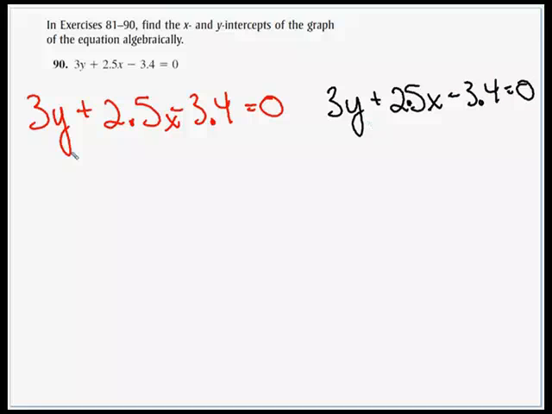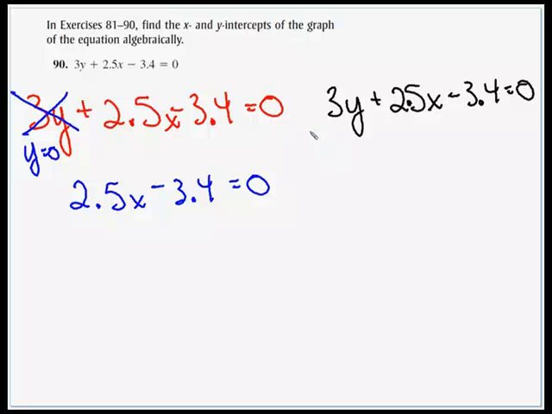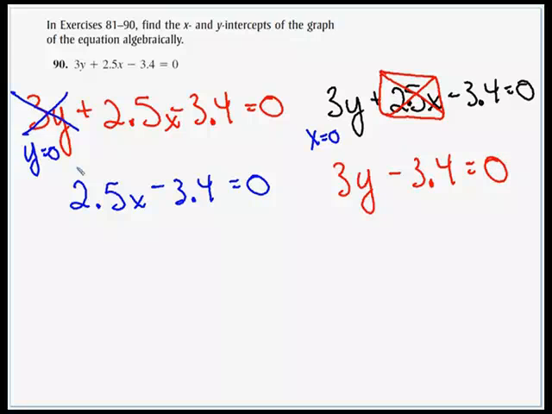So now I'm going to let each variable have a turn being equal to 0. So if I let y equal 0, that wipes out this term, and I'm just left with 2.5x minus 3.4 is equal to 0. And here I'll let x have its turn being equal to 0. If I do that, 2.5 times 0 wipes out this term. So what I'm left with here is 3y minus 3.4 is equal to 0. Now I just solve each of those equations for the one variable that's left.